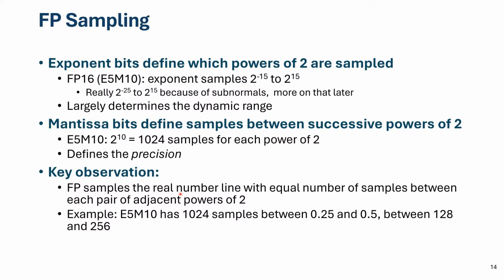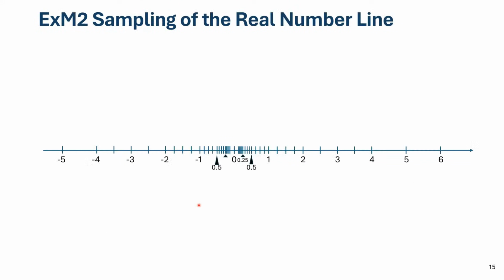The key observation that I've mentioned a couple of times is that floating point samples the real number line with equal intervals between successive powers of 2, as opposed to integers. You'll have the same number of samples between a quarter and a half as you have between 128 and 256. So unless you're looking at the log scale, your sampling of the real number line gradually becomes coarser and coarser as you go to larger magnitudes. We've seen this illustration, so I'll skip through it. It shows higher density towards 0.